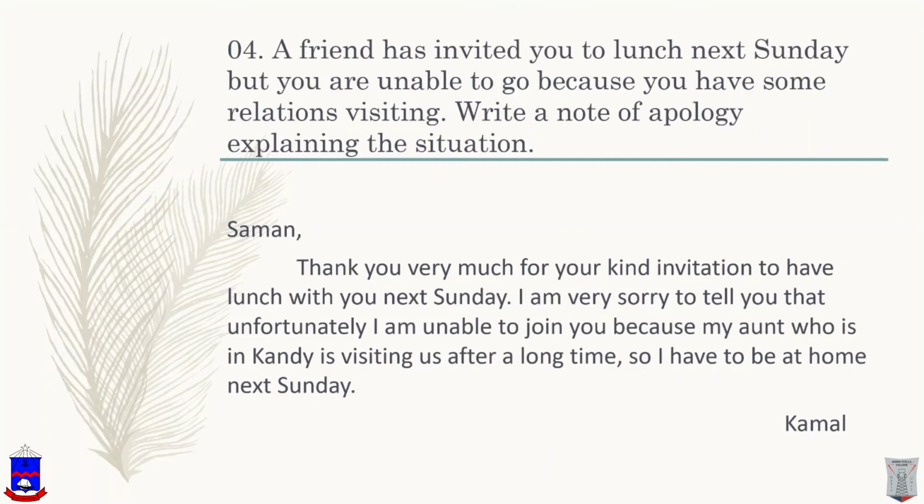Saman, thank you very much for your kind invitation to have lunch with you next Sunday. So like I told you, first of all, we have thanked him for inviting you for lunch next Sunday. I am very sorry to tell you that unfortunately I am unable to join you because my aunt who is in Kandy is visiting us after a long time. So I have to be at home next Sunday. So I am very sorry to tell you.